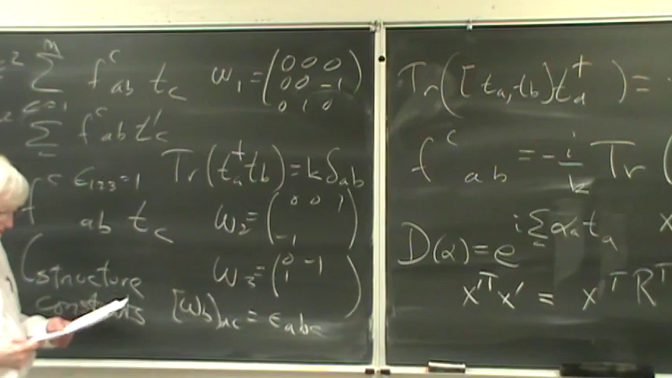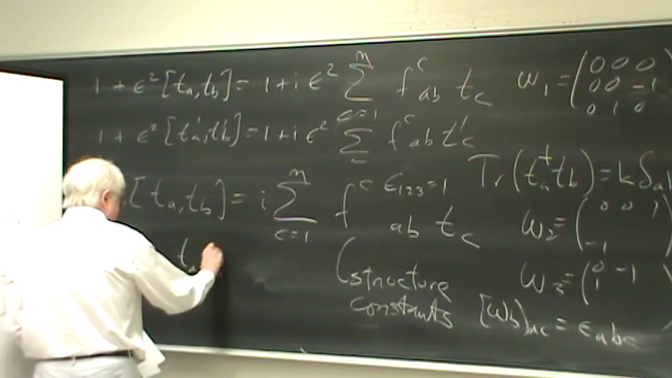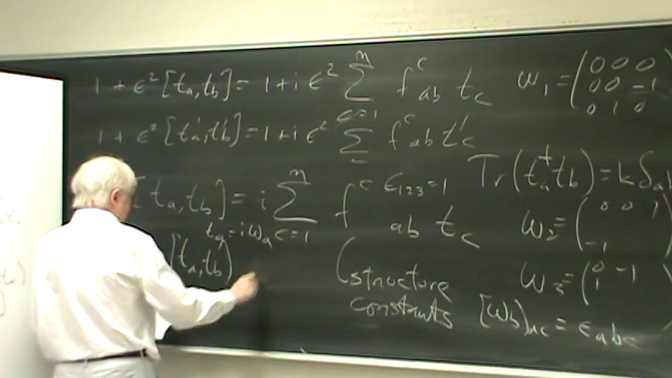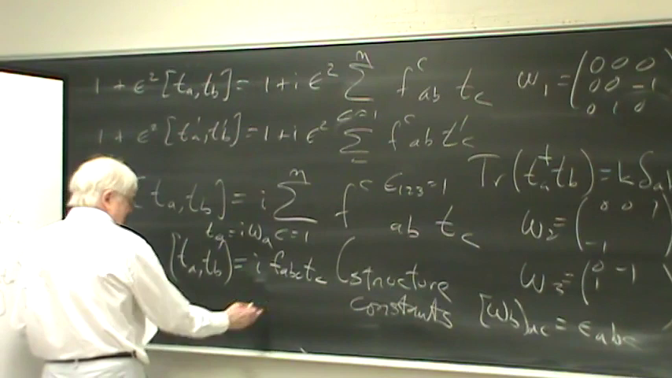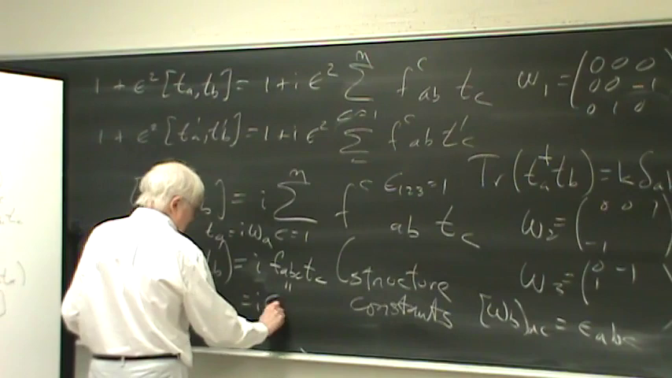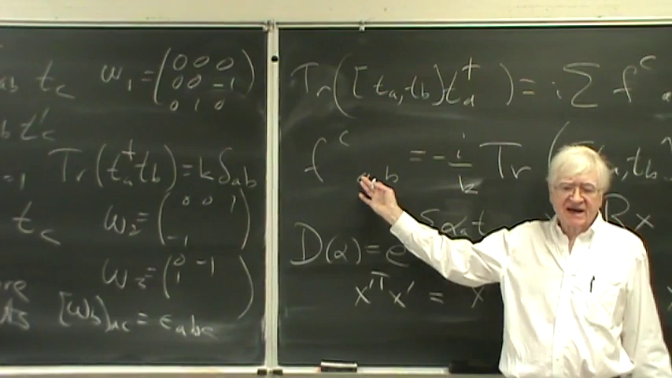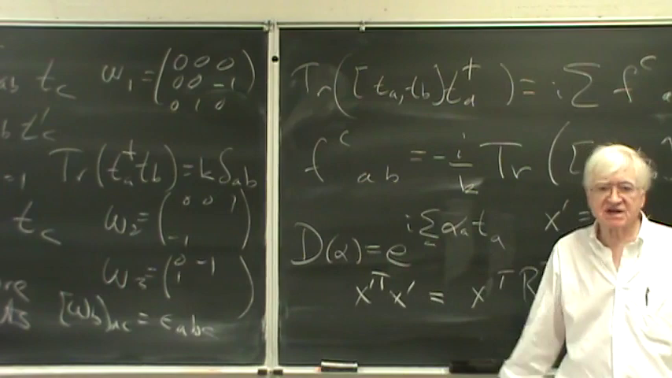And what one has then is that these generators, TA, is I omega A, then TA, TB will be I FABC TC, where these are the structure constants of the rotation group, and these are the same things, I epsilon ABC. And what I've lapsed into here is a sloppy notation, namely, if your group is compact, then the structure constants not only are real, they're totally anti-symmetric, and so one typically drops the C and just regards it as FABC, rather than FC sub AB.